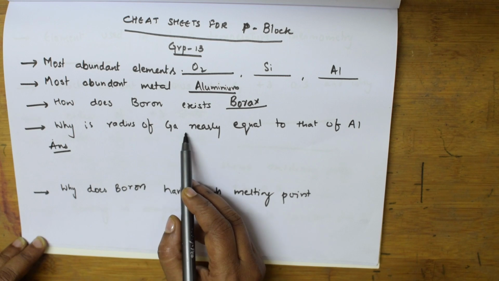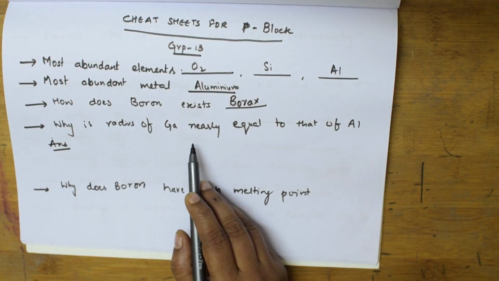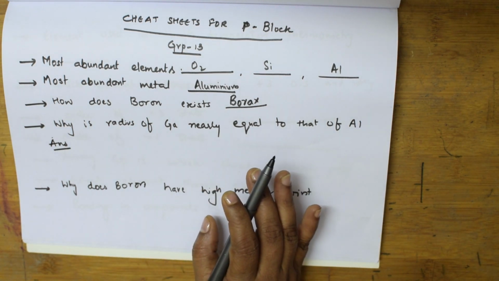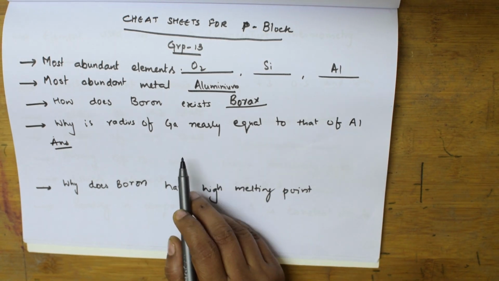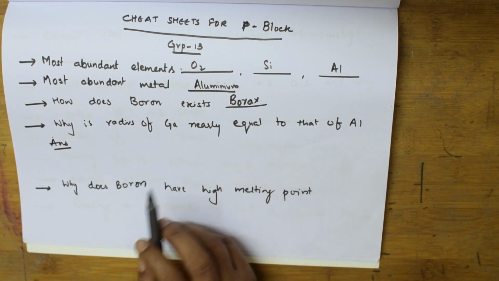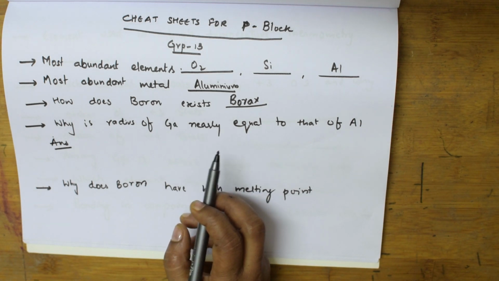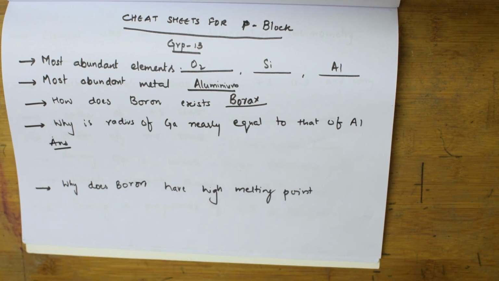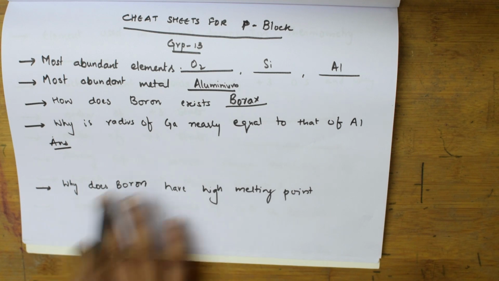Why is the radius of gallium nearly equal to that of aluminium? Basically, we have studied that from left to right in the periodic table, size decreases. From top to bottom, size increases, because of the addition of number of shells. But here they said the radius of gallium is nearly equal to aluminium. Why? Because the d electrons in gallium do not screen the nuclear charge effectively. That is the main thing. Because of the ineffective shielding, the radius is nearly equal.